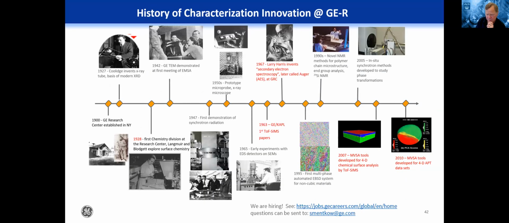So while entertaining questions, I just want to show the history of characterization innovation within the Research Center. This is a slide that we put together a number of years ago. And I think it's just exciting to revisit periodically. Again, thank you for your time, and I'm willing to entertain any questions you may have.